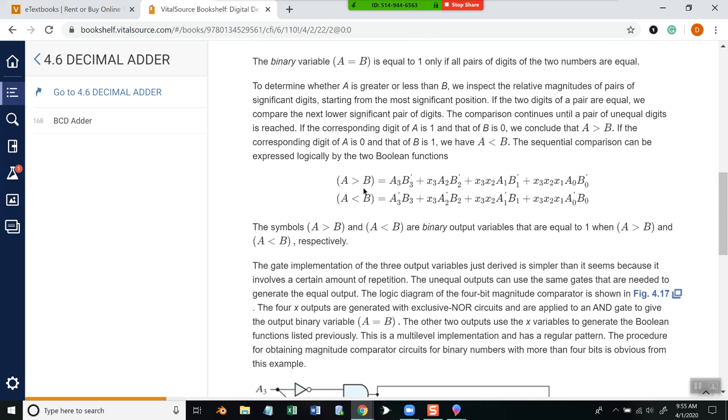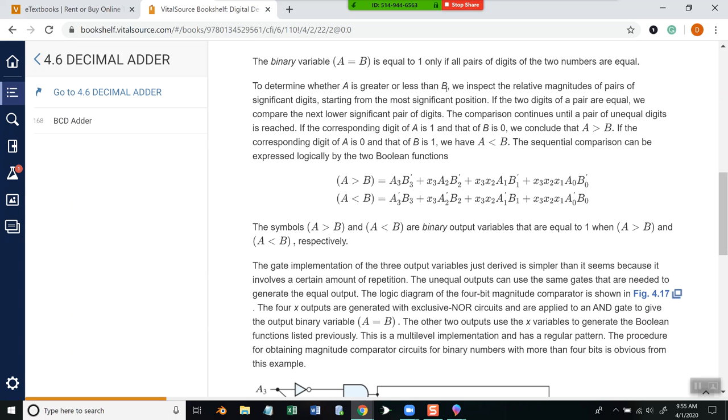A is greater than B is represented by this right here. A is less than B is represented by this.